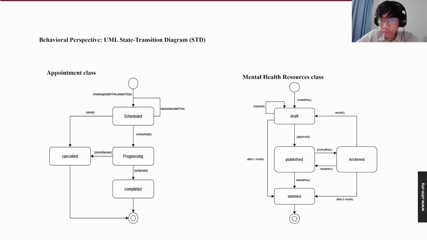In the mental health resources class, first a resource is created, which sets it to the draft state. Then a draft can either be rejected or approved. If it is rejected, it cycles through the draft again, and eventually after 1 month it is deleted, or if it is approved, it becomes published. In the published state, it can be deleted or it can be archived. And if it is archived, it can either be republished or redrafted. And then after 3 months of being archived, it is eventually also deleted. And that finishes the state transition.